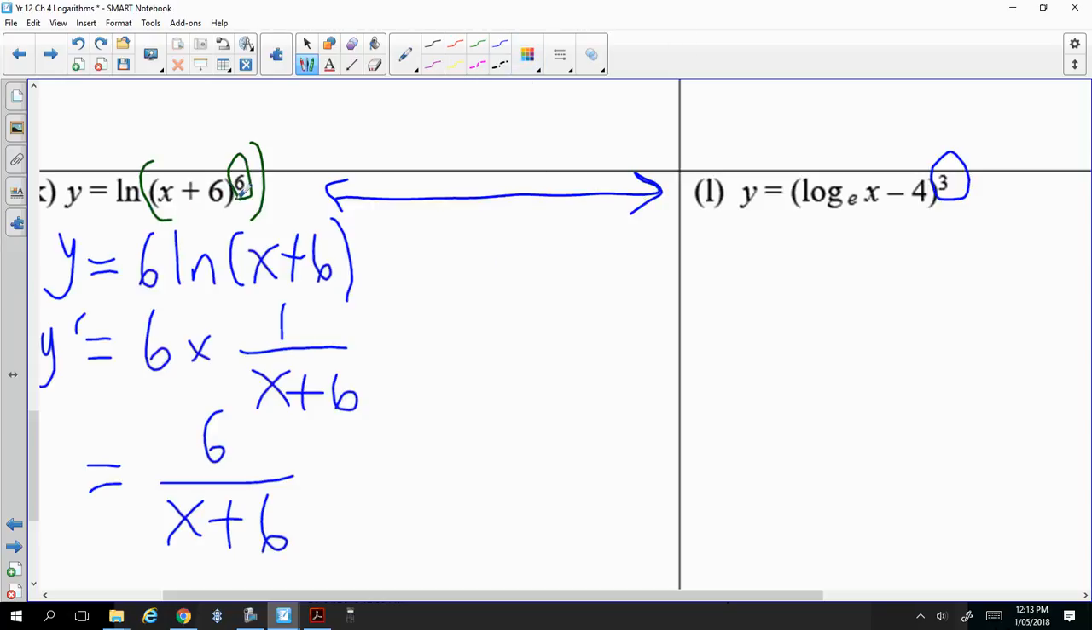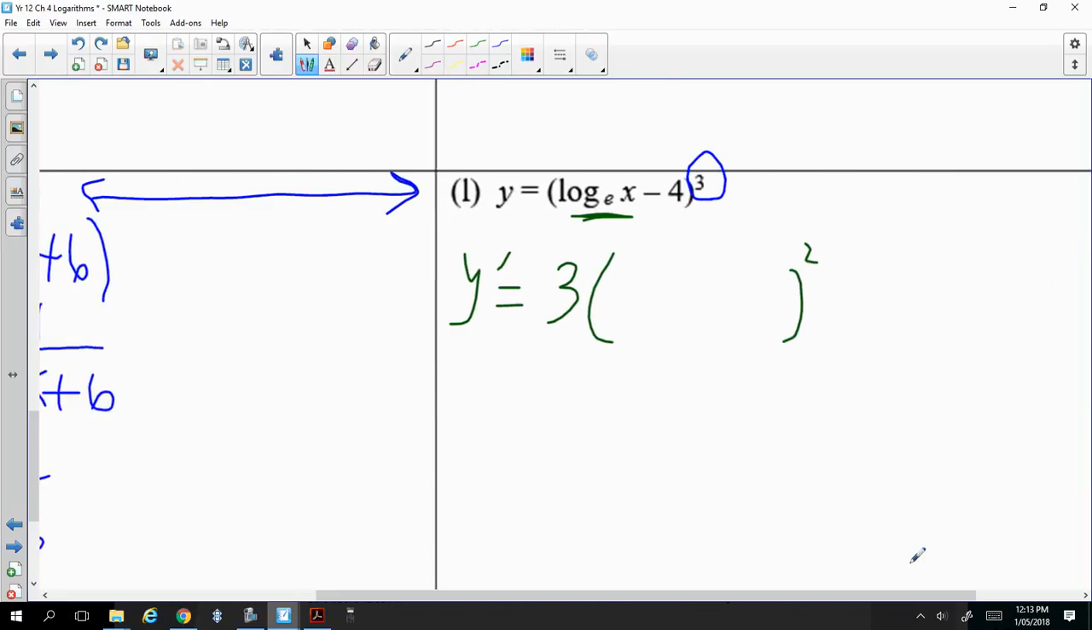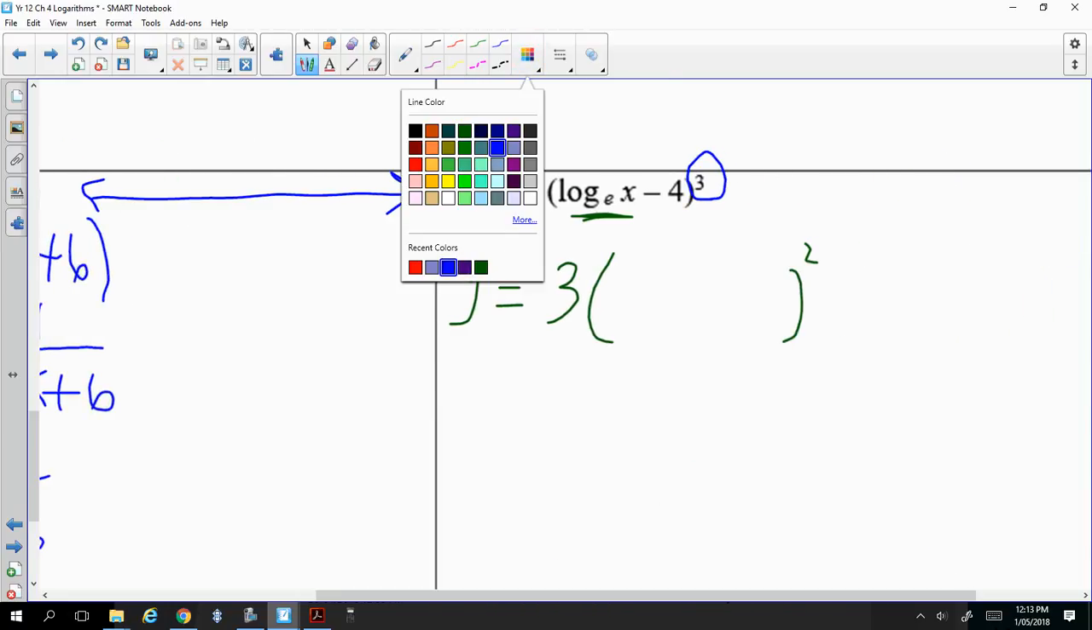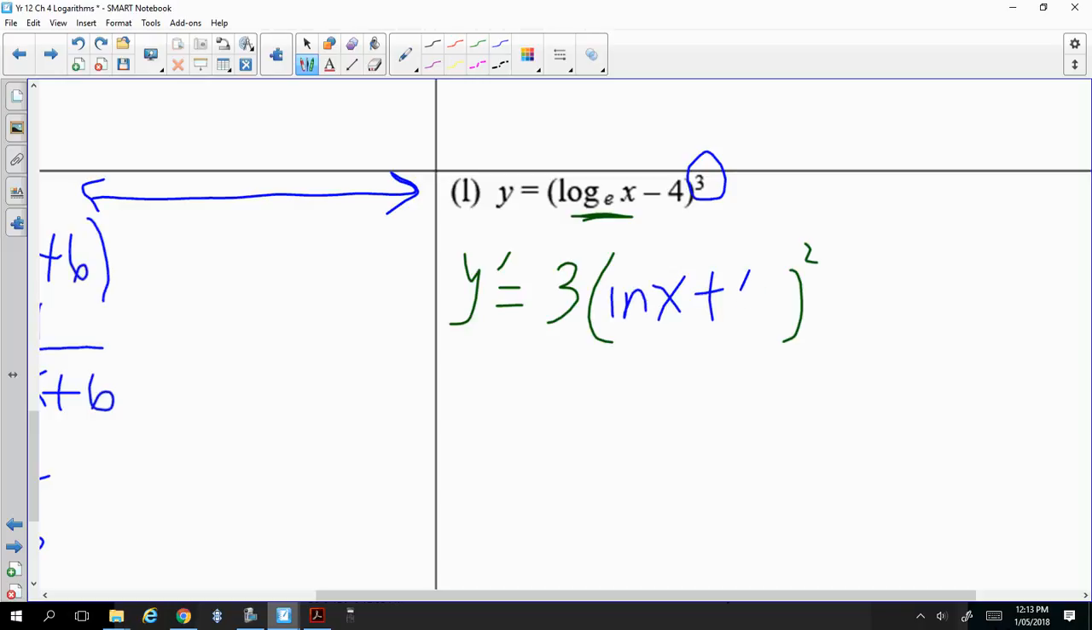So the chain rule says, bring the 3 down, power 2. Bring the 3 down, subtract the power by 1. You get 3 something, power 2. Whatever is inside the bracket, do not change. So whatever is inside stays the same, ln x minus 4. And after that, you have to differentiate what's inside the bracket, which is 1 over x. So you get 3 bracket ln x minus 4 squared over x.